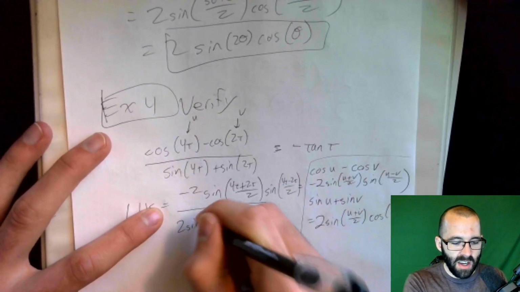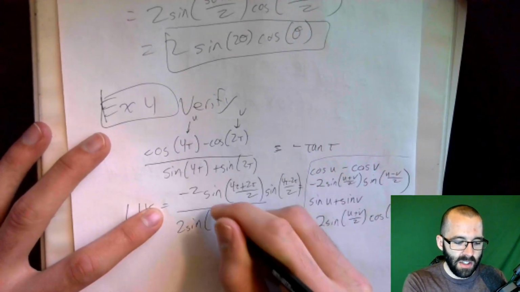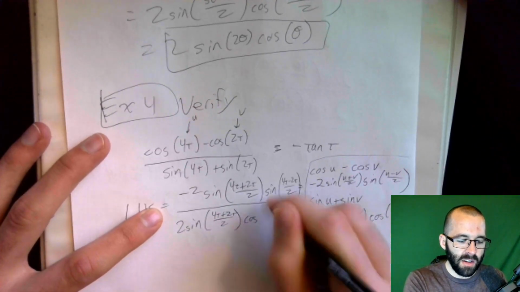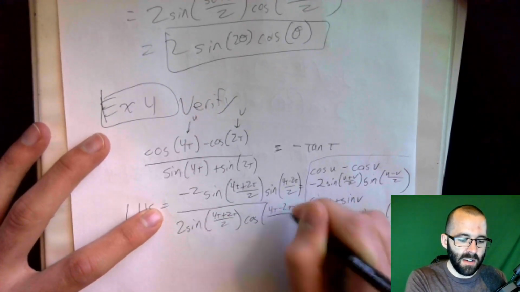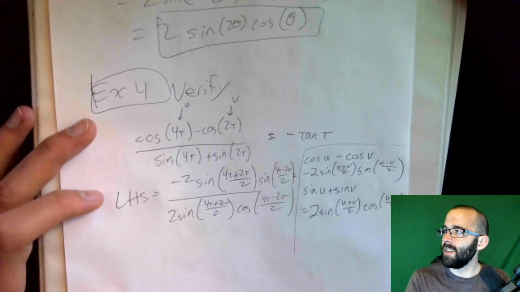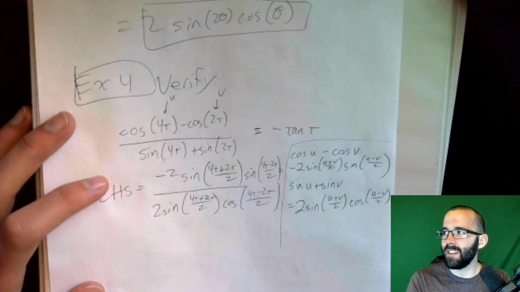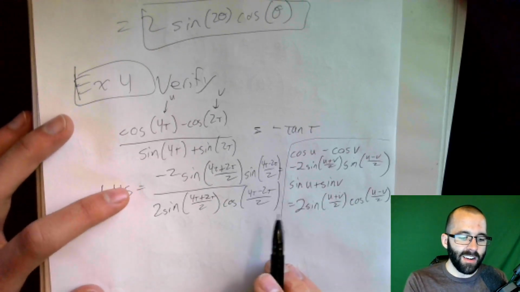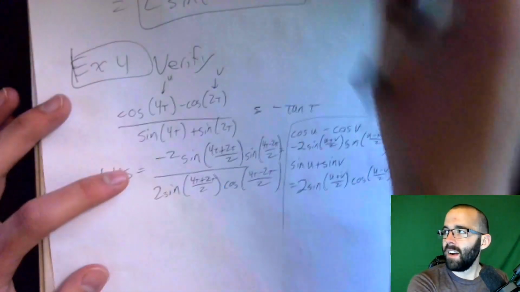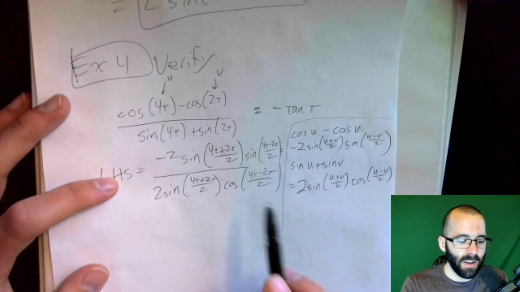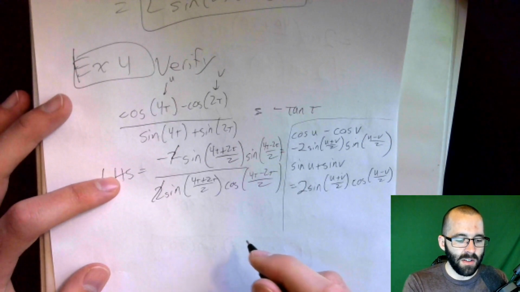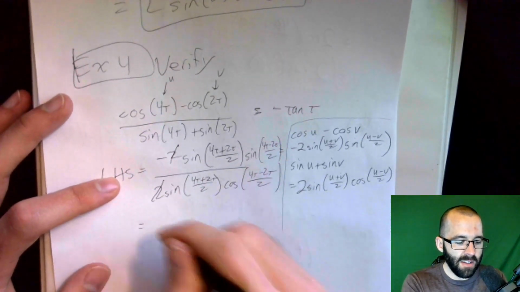So let's plug that into the bottom. The bottom we get 2 sine of 4t plus 2t over 2 times the cosine of 4t minus 2t over 2. So it looks like a mess, but it's going to get a little better. Because notice what we have right here. Notice what we have and where we're trying to go. On the top, we have a 2. On the bottom, we have a 2. Those cancel. Now we're just left with a negative in front.